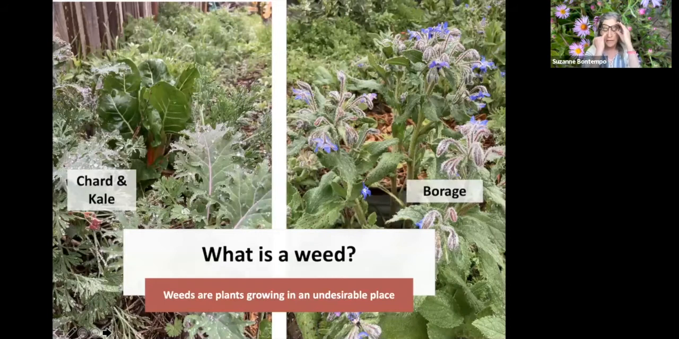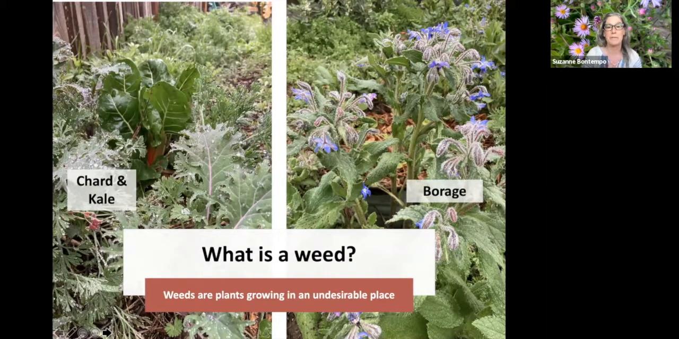So, what is a weed? So, what might be a weed in my garden might not be a weed in your garden, and vice versa. A weed is essentially a plant that's growing in an undesirable place. What we find is that some plants thrive in our environment and will reseed readily. So, at my garden, chard and kale is considered a weed, or it could be. However, I still enjoy harvesting it and eating it, but it doesn't always grow where I want it to grow.